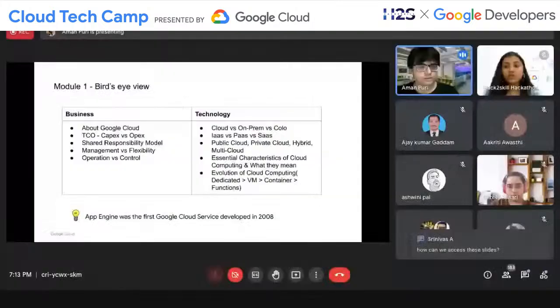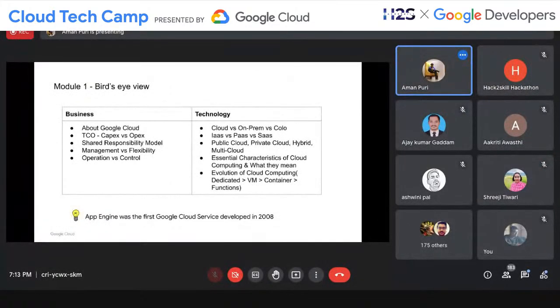Which basically I will talk about. Second is about what we are discussing further, which means the cloud versus on premises, or maybe having both cloud and on premises.